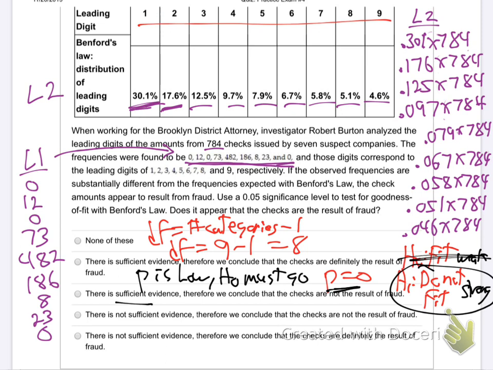So there is sufficient evidence. Yeah, it's going to be one of these sufficient evidence. Therefore, we conclude that the checks are not the result of fraud or definitely the result of fraud. Which one is it? Yeah, definitely the result of fraud, right? Because they don't fit the normal pattern. Remember, Benford's law is the normal way that leading digits go unless they've been monkeyed with. It's interesting. It's that predictable. We as human beings are that predictable in how we write leading digits. And so if it doesn't match, you know something funny's going on. Strong evidence, something funny's going on. Fraud in the checks.